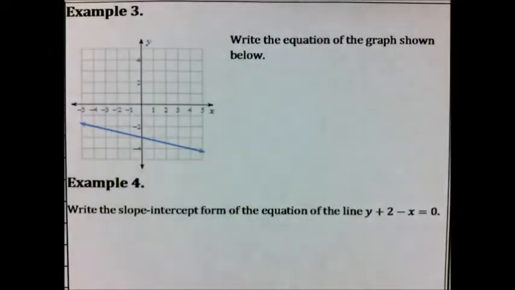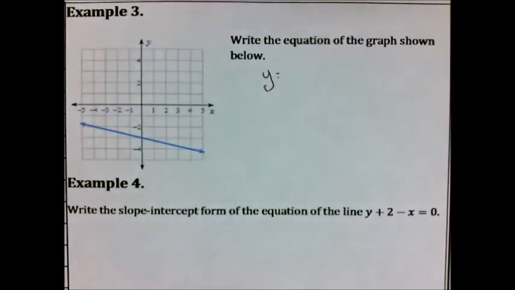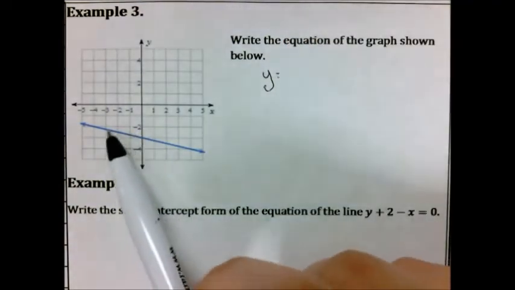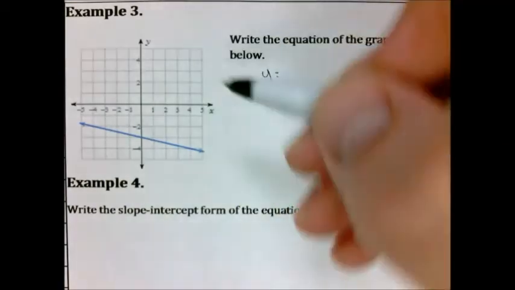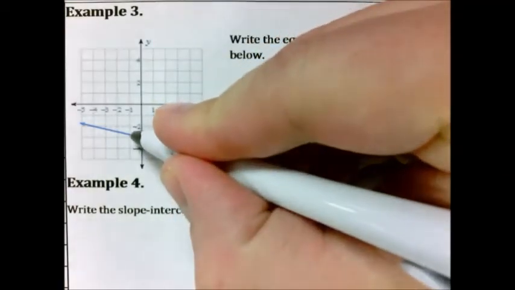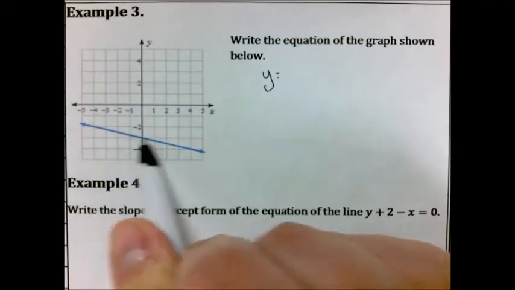Example 3 says to write the equation of the graph shown below. And we're trying to write this in slope-intercept form. So we need to figure out what our slope is and what our y-intercept is. For our slope, we have to first identify 2 points where it crosses evenly. For example, we couldn't choose this point right here because if you notice closely, it does not go through one of those corners of our grid.